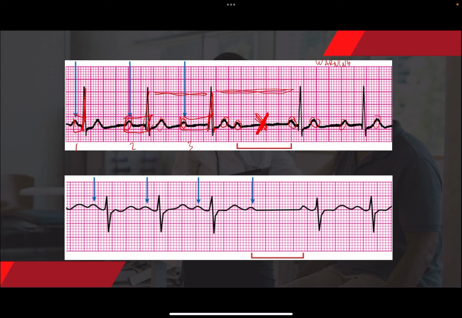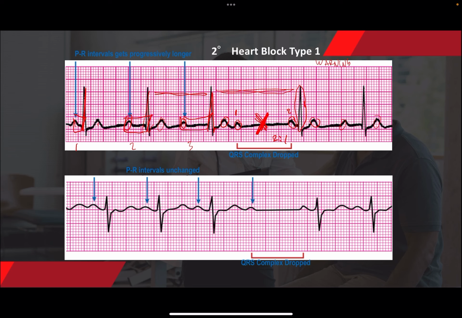Is it 1:1 P to QRS? It's not 1:1 anymore because if you look at this, this is 1 P. This is another P. So that's 2:1 QRS. So you have a warning sign, constantly prolonging, and then there's a drop beat. This is your second degree heart block type 1, or Wenckebach phenomenon, or Mobitz type 1.